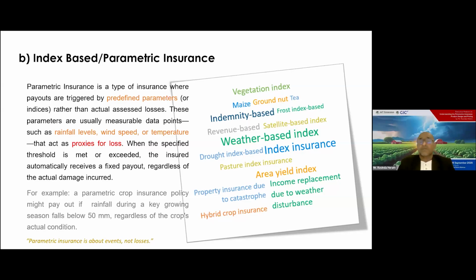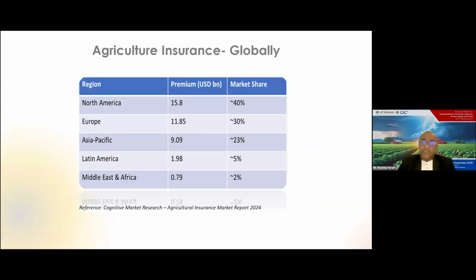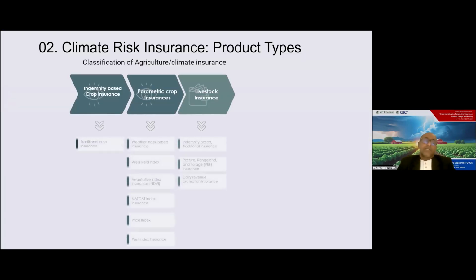And when we talk about parametric insurance, there are many parametric insurances available worldwide, right? So in this presentation, we would like to cover one example of this, and also talk about some other indexes available as well. In the global context, when you look at the graph, the table, you can see that the highest market share of agriculture insurance is taken by North America. It is 40%, and the least is the Middle East and African region. It's 2%, right?